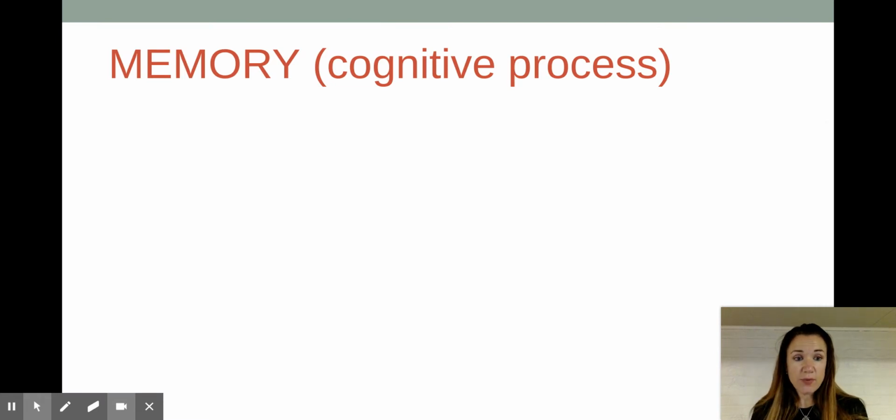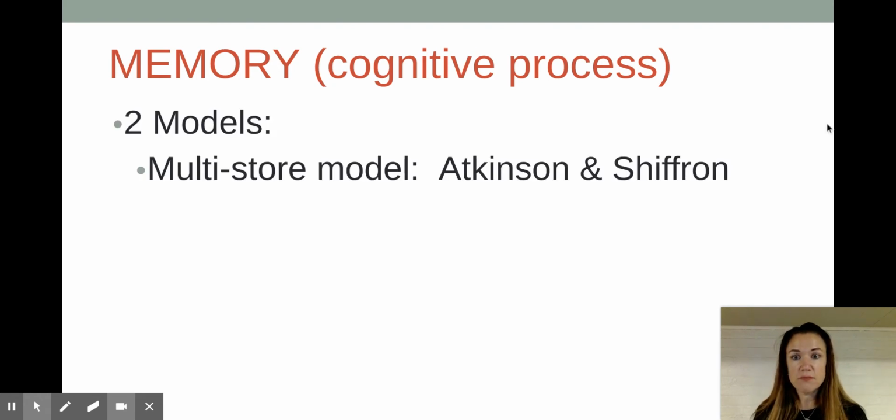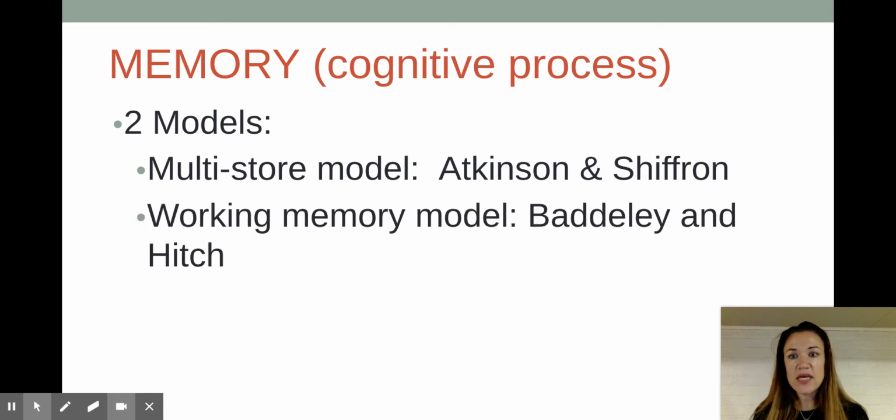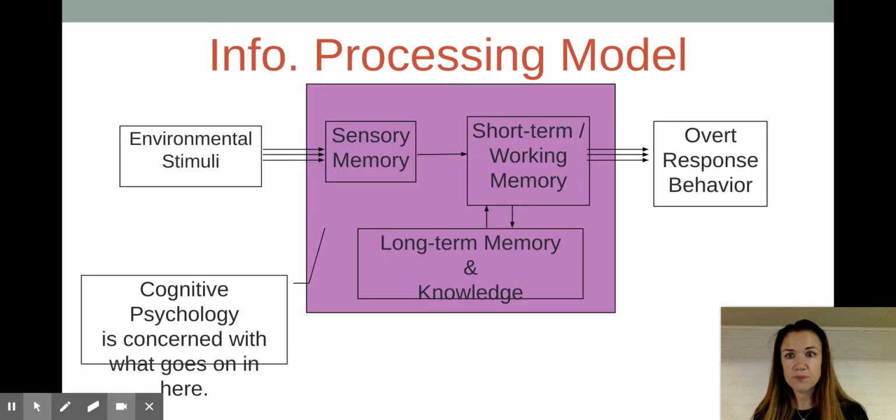As you know, memory is a cognitive process. It's one of those processes we look at that happen internally as we are thinking. And the two models that we're going to look at are the multi-store model, which was developed by Atkinson and Shiffrin, and the working memory model. We did not touch on the working memory model last year, but we did talk about the multi-store model, and I'll explain that more.